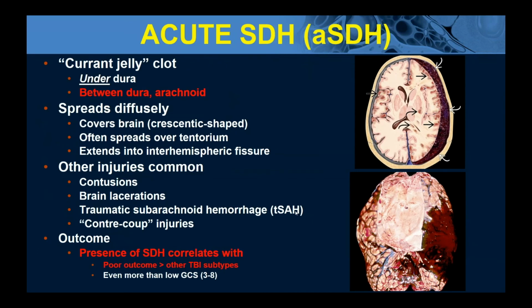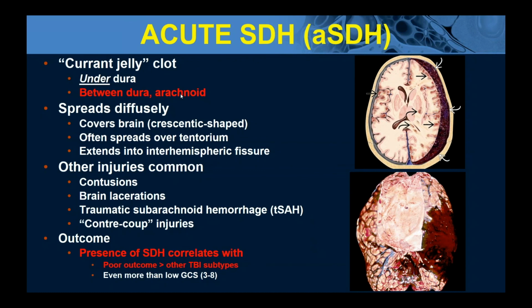Now we're going to turn to the next compartment of hematomas. So we've talked about scalp and skull injuries and epidural hematomas, the ones that are between the skull on the outside and the dura on the inside. Now these lesions, subdural hematomas, are under the dura, and they lie between the dura on the outside and the arachnoid on the inside.